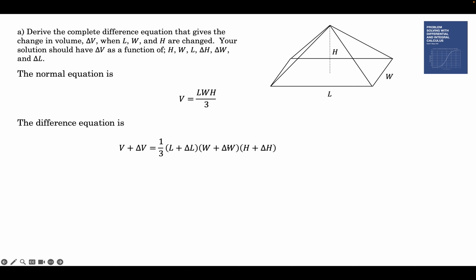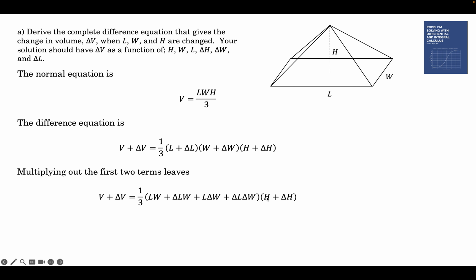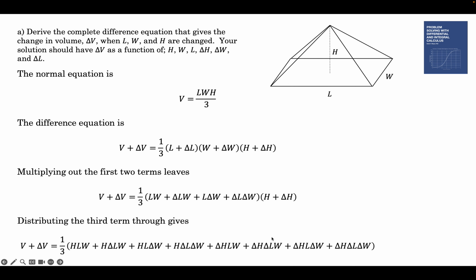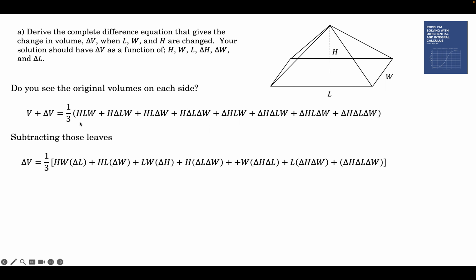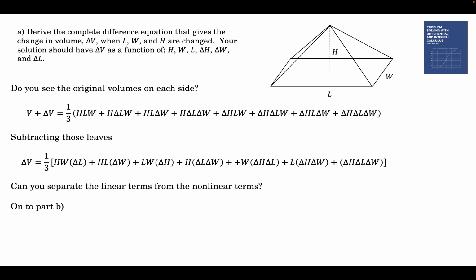First I'm going to FOIL out the first two terms, and then we're going to distribute the H plus delta H in there. And that gives this mess. You should be able to spot the original volumes on each side. There's one, and here's the other one, 1/3 H, L, W. That's the original volume, so we can get rid of those. And we have delta V. That's the answer to part A. You should be able to pick out the linear terms and the nonlinear terms.